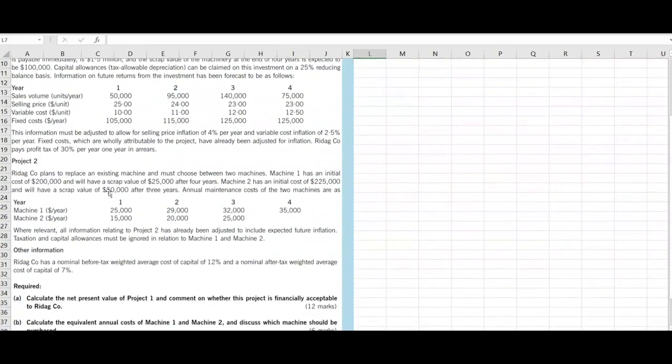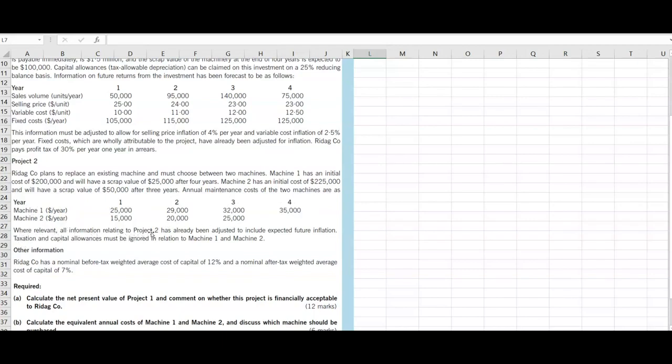Okay, so we'll read the question. Ridaco plans to replace an existing machine and must choose between two machines. Machine 1 has an initial cost of 22 lakhs and will have a scrap value of 25,000 after 4 years, or machine 2, which has an initial cost of 2,25,000 and will have a scrap value of 50,000 after 3 years. So it is a 4-year versus 3-year calculation. The annual machine costs of the two machines are as follows. Machine 1 has 4 years, machine 2 has 3 years.